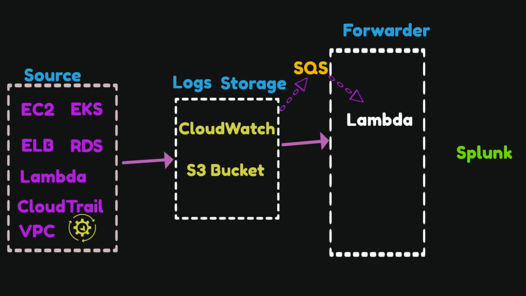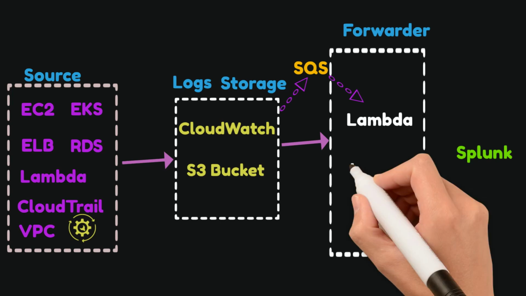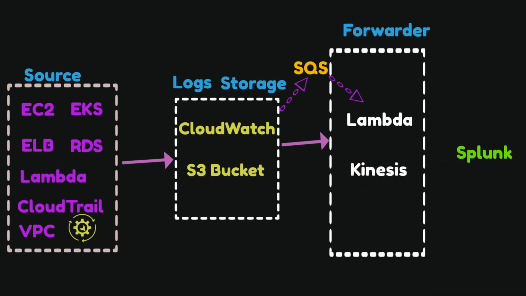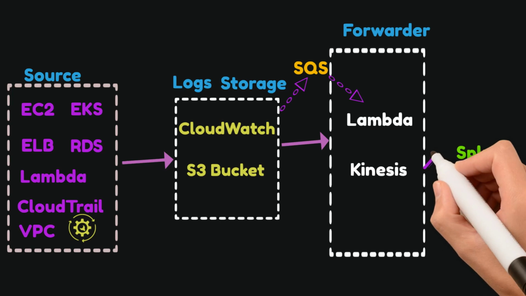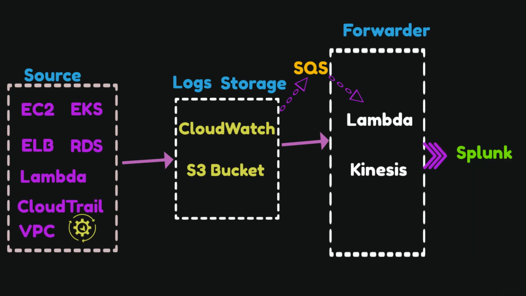AWS provides a service that can do that management for you: AWS Kinesis. You can configure logs stored in AWS platform to be sent to an AWS Kinesis delivery stream, which will then handle the forwarding of these logs to Splunk automatically. It kind of does the same thing that you would do through Lambda, it's just that AWS will manage it. Definitely at the expense of some cost.